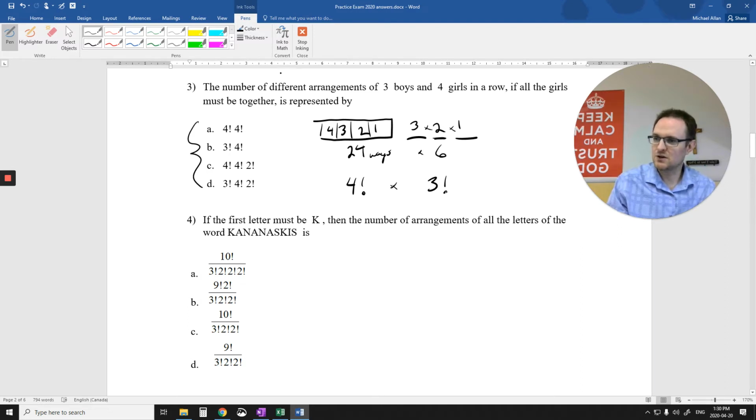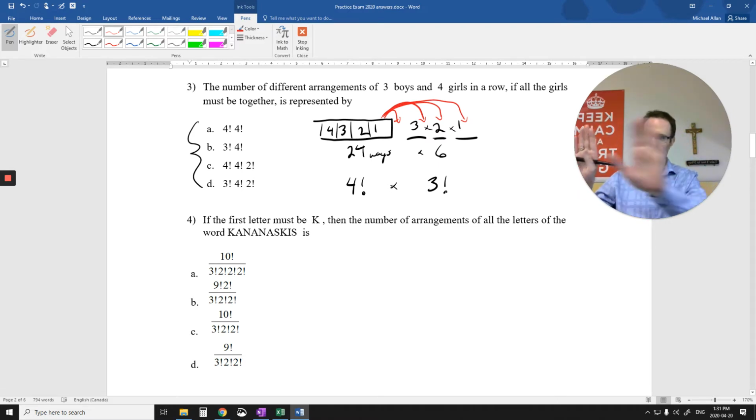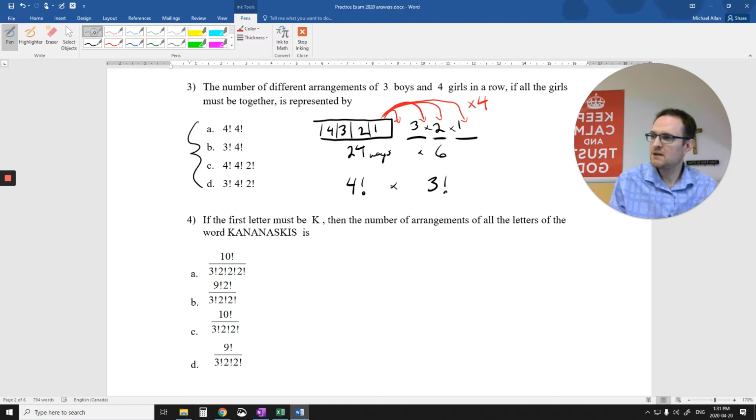But this is if all the girls were at the beginning. The girls could be put at the beginning if they want to, or here, or here, or at the end. So they could be in any one of those 4 spots between the boys, because the boys could be 1 boy, all the girls, then 2 boys, or 2 boys, all the girls, then 1 boy, or all the girls at the end, or all the girls at the beginning. So there are 4 ways to do this: beginning, one of the 2 middle spots, or the end. So I have to include that down here too. So I'm going to go times 4.